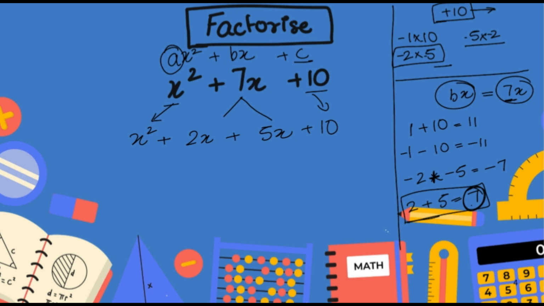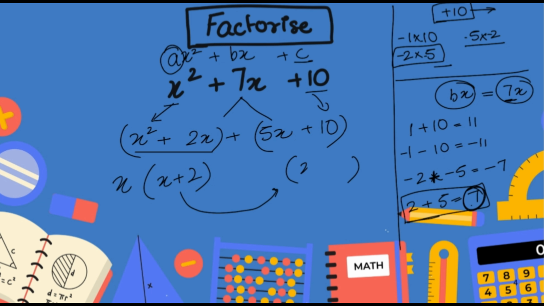Okay, now I'm going to make two brackets. What is common in the first bracket? We have x common, so x plus 2 remains inside the bracket. Now I'm going to show you one more trick. This bracket I'm going to write over here same as it is, x plus 2.